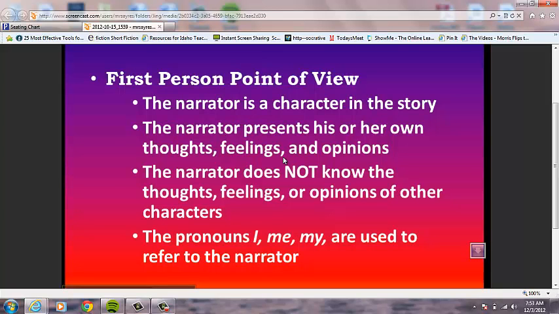Point of view. First person point of view. The narrator is a character in the story. The narrator presents his or her own thoughts, feelings, and opinions. The narrator does not know the thoughts, feelings, or opinions of other characters.